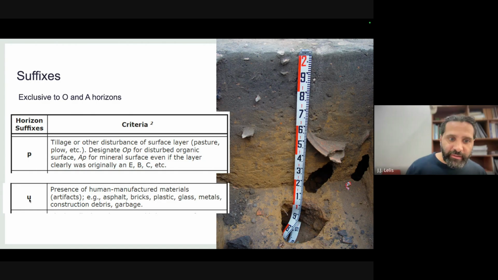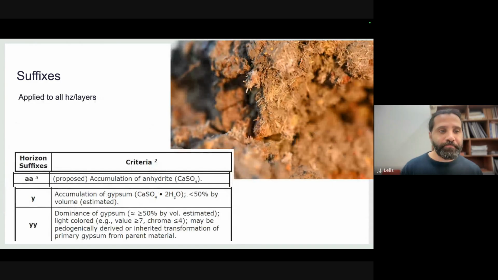So if I can see some kind of asphalt, bricks, plastic, glass, metals, or anything at the surface, I use the letter U. Okay, so both letters are related to human actions, but one of them is more related to ancient action and/or agriculture and pasture, and the other is more related to modern action or artifacts, something that humans can add in the soil. Okay.